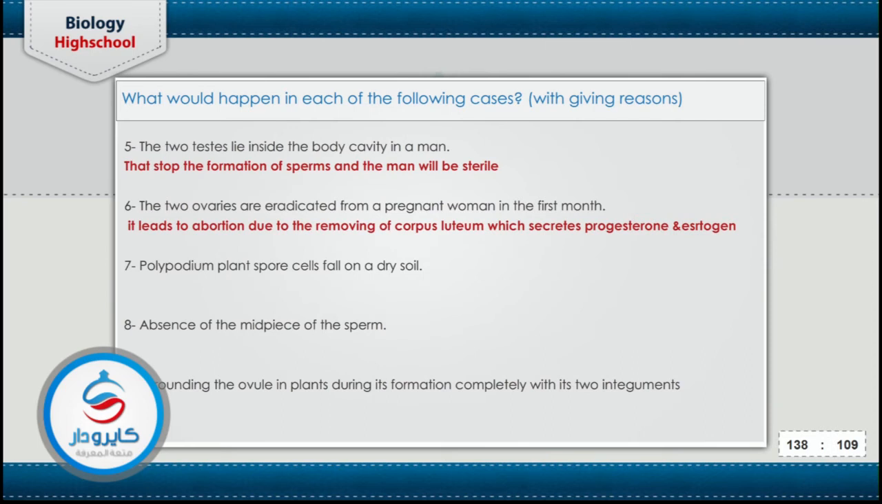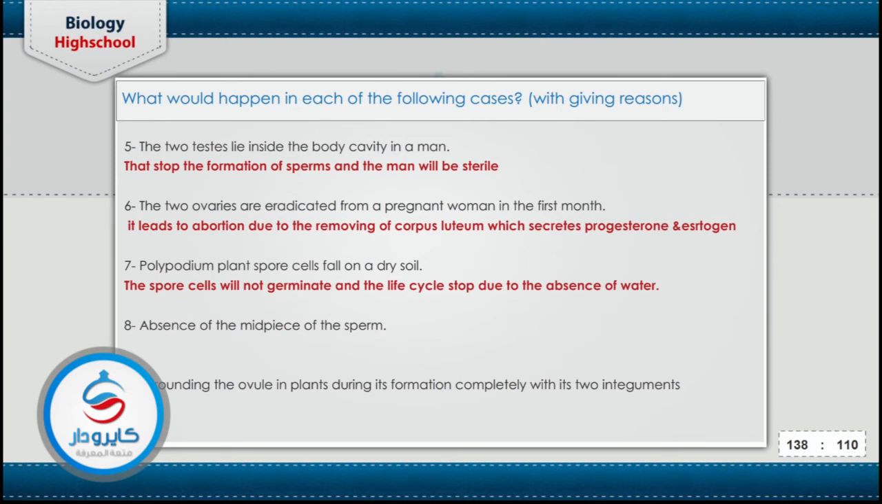The next question: Polypodium plant spore cells fall on dry soil. We understand that the spore needs the presence of muddy soil. Muddy soil means soil containing a sufficient amount of water to stimulate the spore to germinate and form the green heart-shaped structure which is called the gametophyte. But here it says dry soil, so nothing will happen. That means the spore does not germinate and no gametophyte will form due to the absence of water.